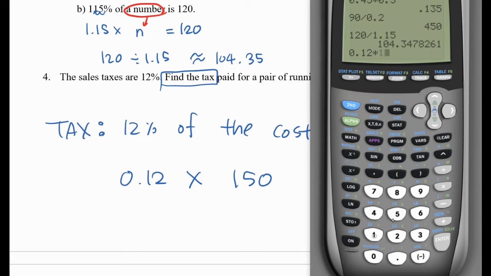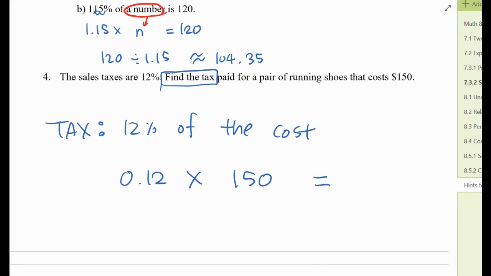0.12 times 150. That is 18. So the answer is 18. So the tax is $18. All right?